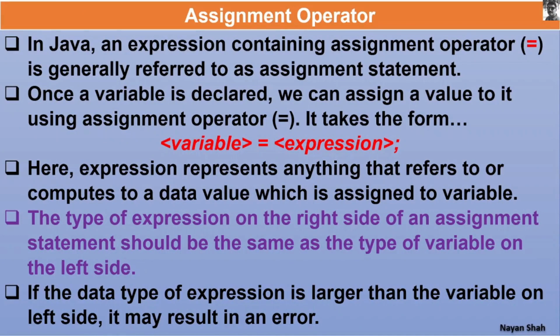In Java, an expression containing the assignment operator, that is the equal sign, is generally referred to as an assignment statement. So wherever a single equal sign is used, it is an assignment statement. Once a variable is declared, and you know that we declare variables, if you remember that first program, there were variables like double balance, double call cost, and like that. Those are declarations of variables. Once a variable is declared, we can assign a value to that variable using the assignment operator. You can assign a value to a variable only if that variable is declared.